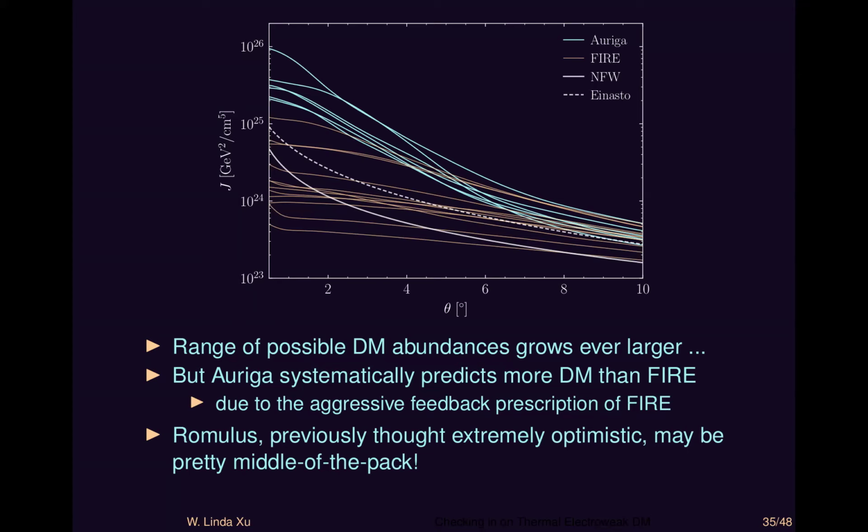If we take all of these as equal possibilities, that does strictly make things better for the dark matter. For instance, Romulus, which we originally took as an optimistic benchmark, is now kind of in the middle.